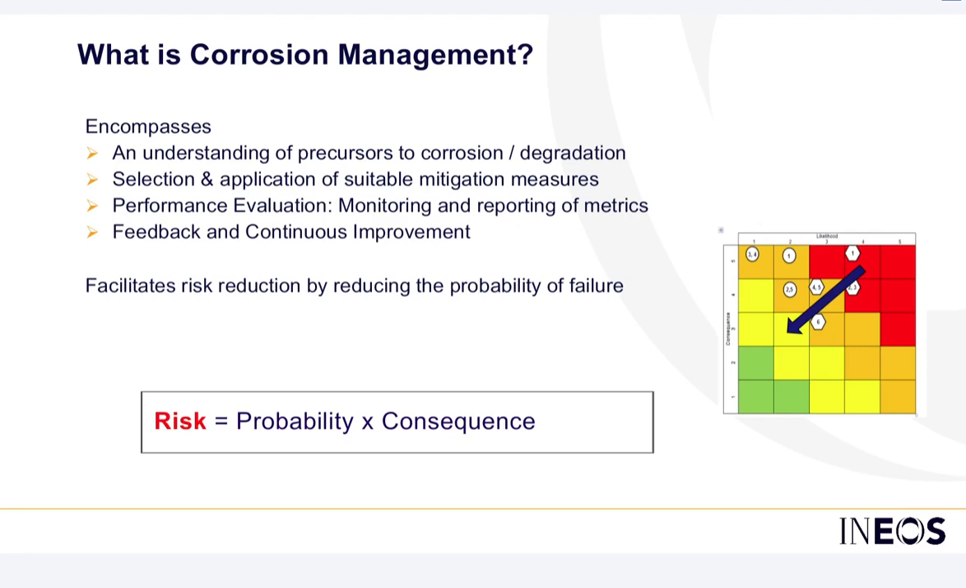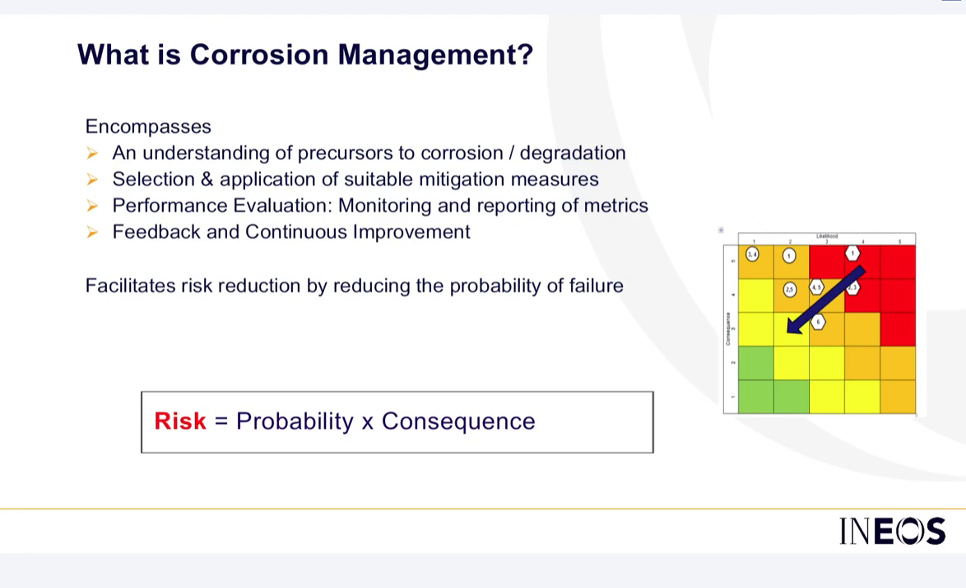Then starting to look at how those damage mechanisms can be mitigated by selecting the appropriate mitigation measures and applying these correctly. Then measuring what has been applied in terms of mitigation, its performance, and how effective it has been, and feeding that back into a process, sometimes being an RBI process, so that the asset's integrity can be maintained, and then providing an opportunity for continuous improvement.